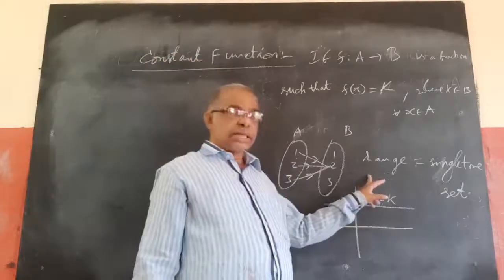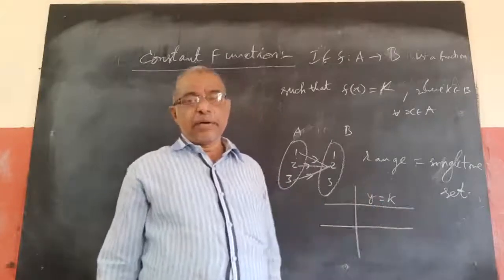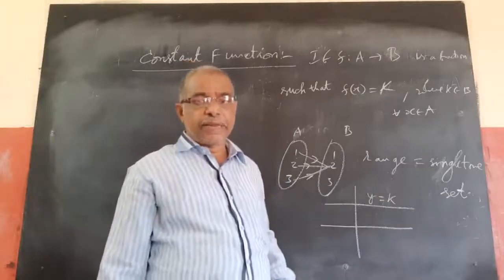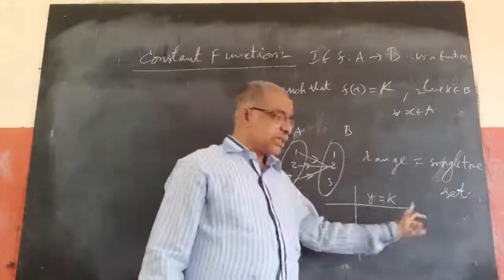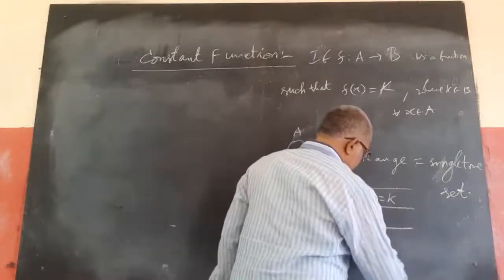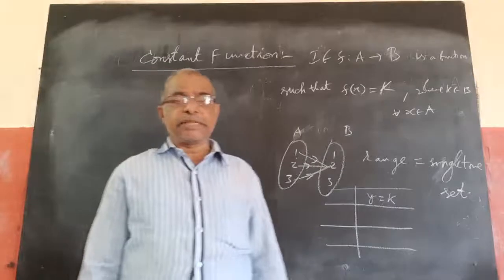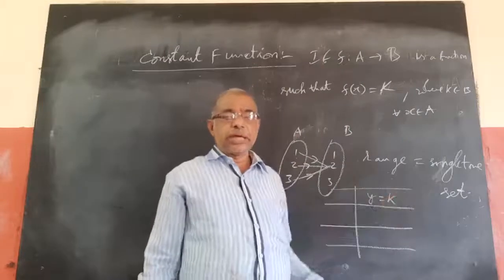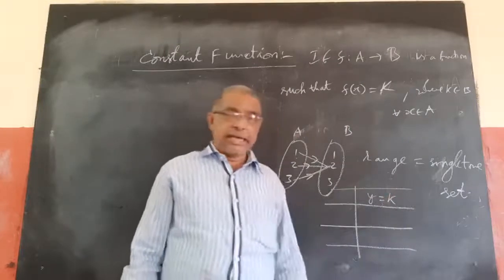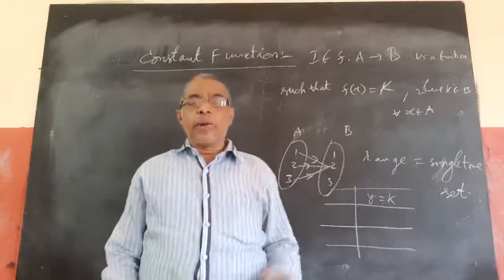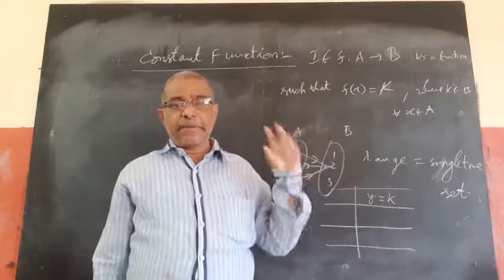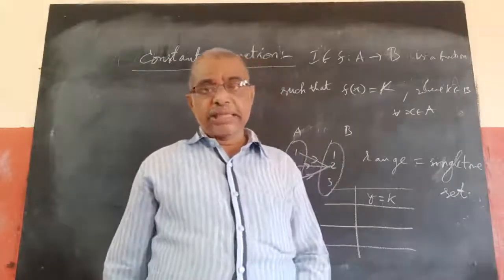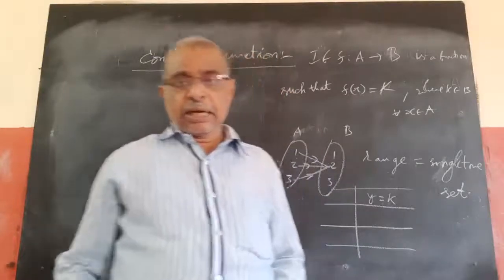A constant function is periodic but has no fixed period. It can be y equal to k like this, depending on which value we are mapping to. If we are mapping to 1, it is this. If we are mapping to 2, it is this. If we are mapping to -1, it is this. So all of A will be mapped to only one element in B. Then f is said to be a constant function.